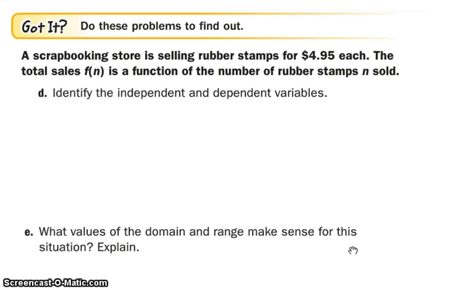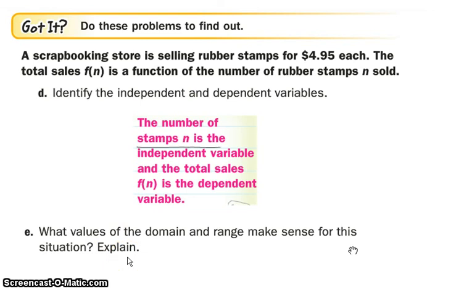All right, we have to identify the independent and dependent variables. So think to yourself, what would go along the x-axis and what would go along the y-axis? What depends on what? Okay. Well, the number of stamps is the independent variable. That's what's going to go along the x-axis. And your total cost or your total sales is your dependent. Your total sales depends on the number of stamps sold.